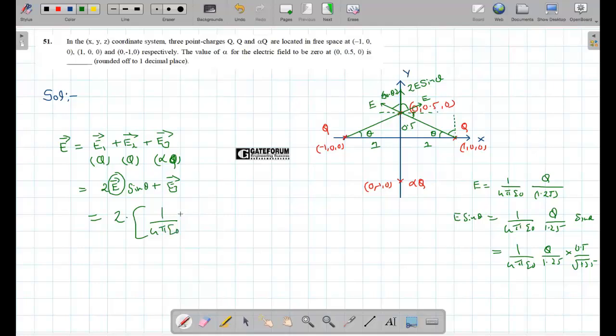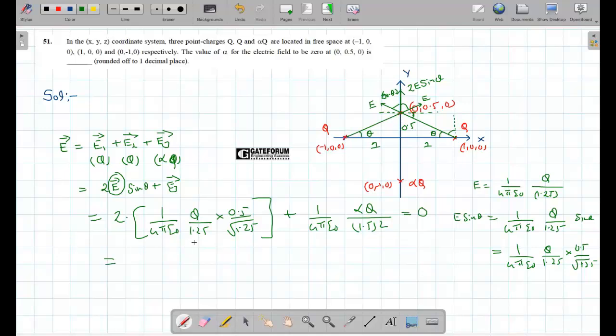That is a straight line. There is no angle in that. In E3, q upon 1.25 into 0.5 upon root of 1.25. Right? This is done. And the next one is the same, 1 upon 4 pi epsilon naught alpha q divided by, this is going to be, this one is 1, this one is 0.5, so this is 1.5 whole square. And the net result of this must be equal to 0 because the resultant electric field at this point must be 0. So we can simplify this further.